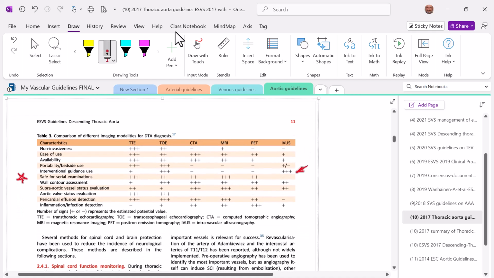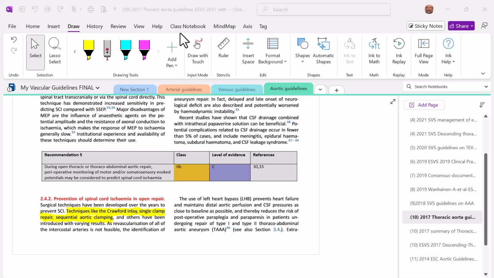In this table, you put transesophageal echo, CT angiogram, MRI, PET scan, IVUS, and you put here the characteristics. And this is very important. Is it easy to use? Is it available? Portable or not? Wall contour, supra-aortic vessel. So this is a very important table that will give you information about the diagnostic modalities. It's very, very important. That's why I put a star on it, and you will find it in this guideline.